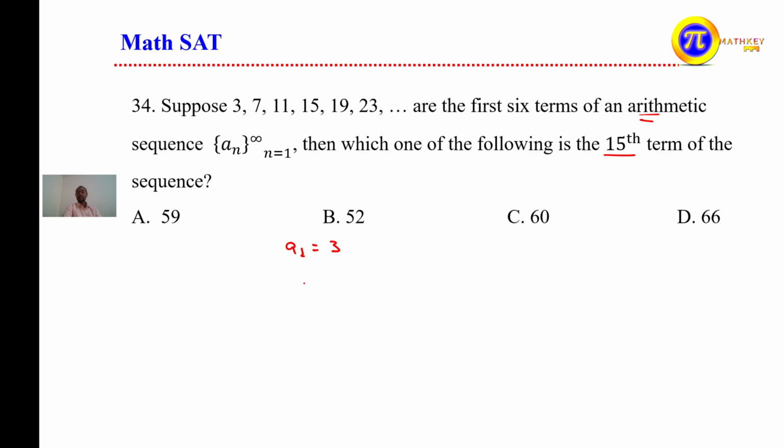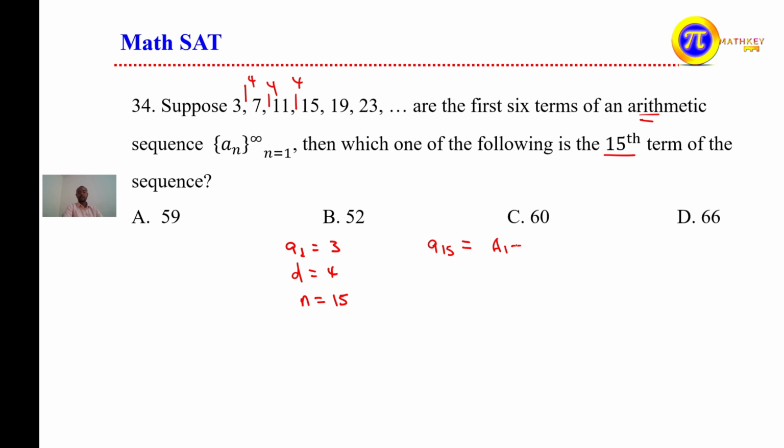11 minus 7 is 4. So the difference between these is 4, the same for this one, 4, and the same for this one, 4. So their common difference d is equal to 4. What is n? The 15th term means n is 15. So what is asked here is the 15th term, a15.